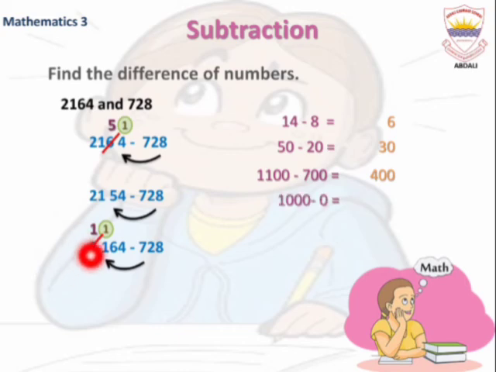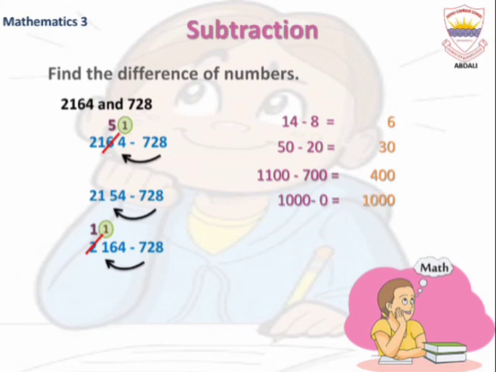And in the last, student, at 1000 place, 1 is there in the first number, and in the second number there is nothing at 1000 place. So when we subtract 0 from 1000, we get 1000.